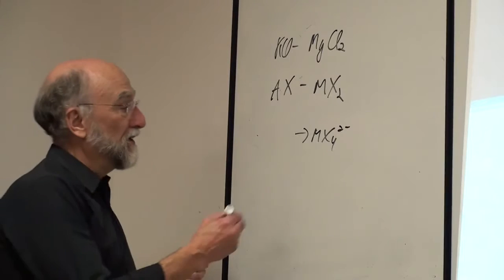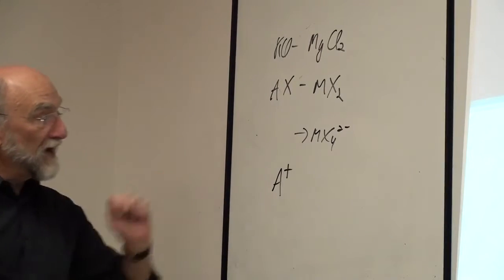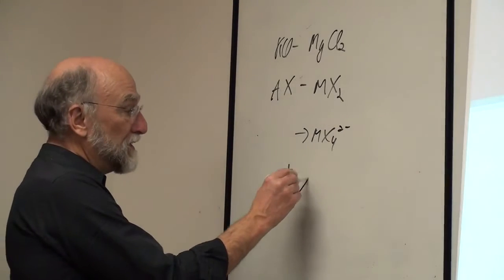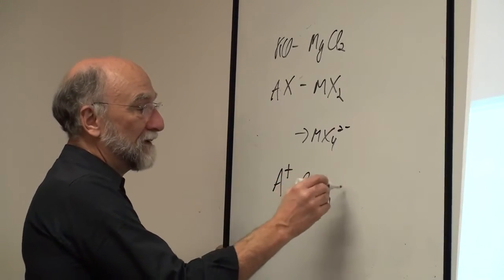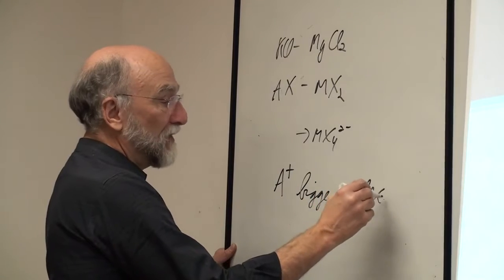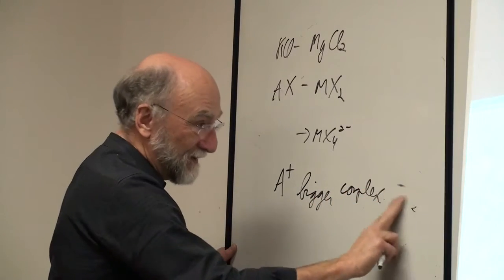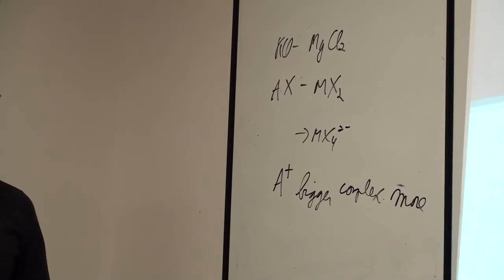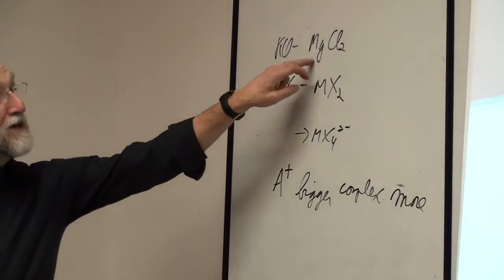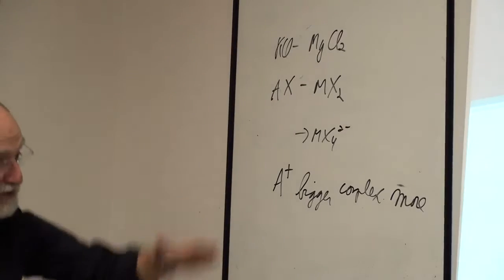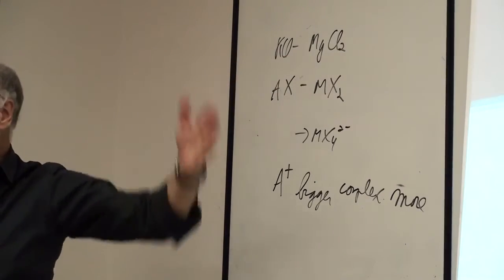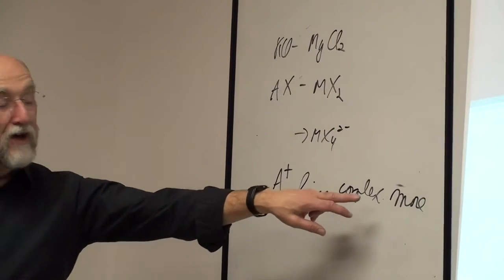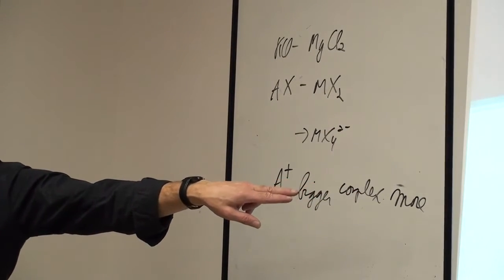So A plus is your alkali: lithium, sodium, potassium, rubidium, cesium. As A plus becomes bigger, complexing becomes stronger. Remember, as you go down the series, lithium chloride, magnesium chloride was very uncomplexed. As you go down to cesium chloride, magnesium chloride, you get a much stronger complex. So as the A plus becomes bigger, the complexing becomes stronger.